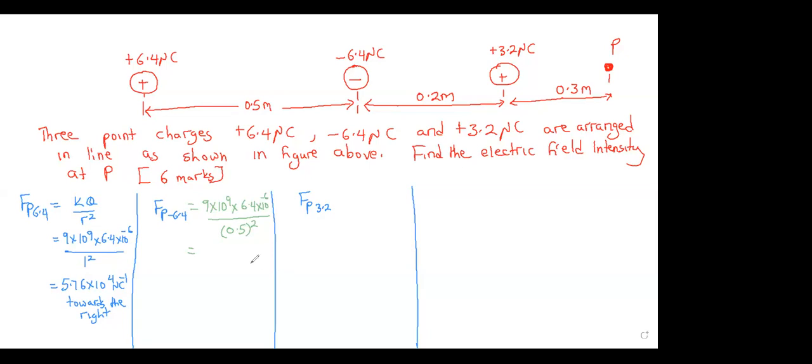Teacher, the answer is 230,400 meters per... or give it in scientific form. Yes, teacher, you can give it in standard form. Standard form. So it's 2.3 times 10 to the power 5.